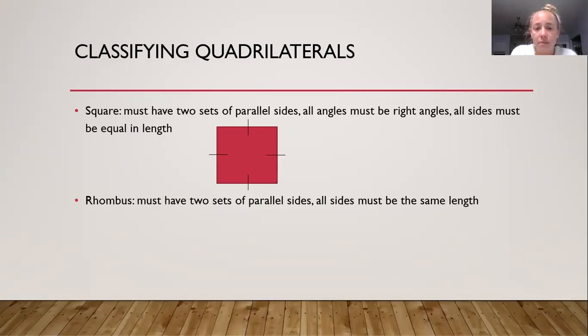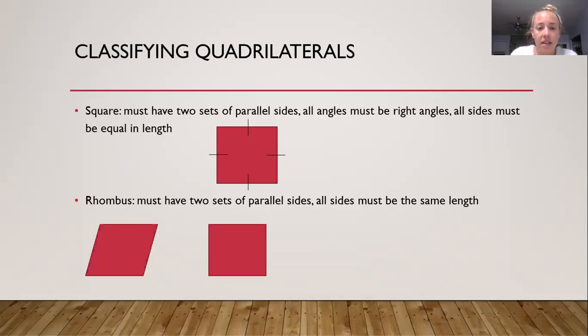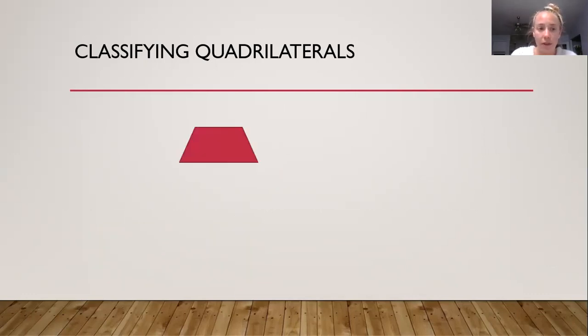A rhombus must have two sets of parallel sides, and all the sides must be the same length. So a rhombus could look like a square. A square can be a rhombus, but not all rhombuses are squares. And again, to show that all the sides are equal in length, you can mark them with these notches. You don't have to, but that's a helpful way to show that they are all equal in length.